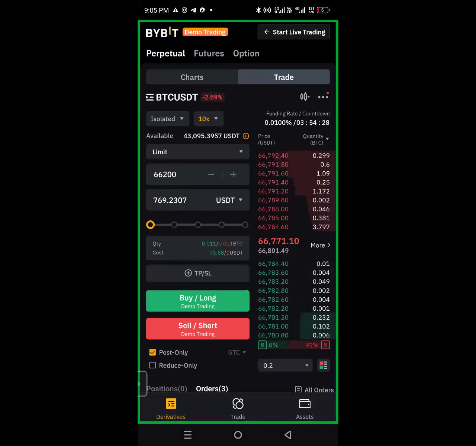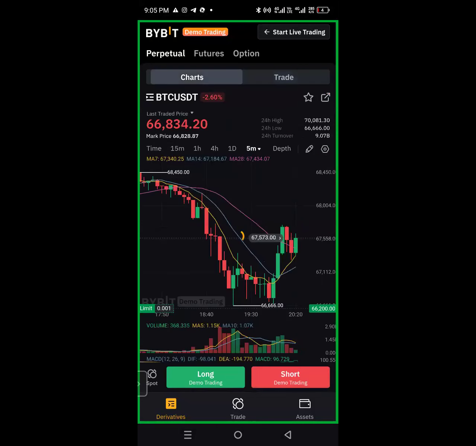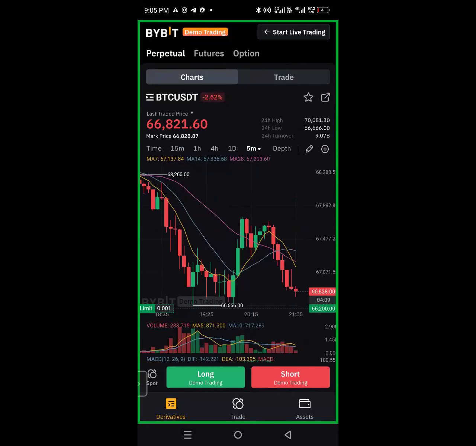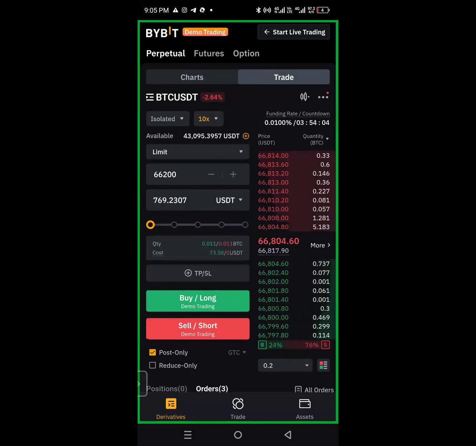Of course, I want to make sure that out of these three segments at the upper part of my screen, I'm selecting perpetual. I also want to make sure, at the bottom part of my screen, that derivative is selected. Yes. Then, what do we intend doing? We intend buying, right? I'll click on buy, so that I select trade, the one in front of the chart.